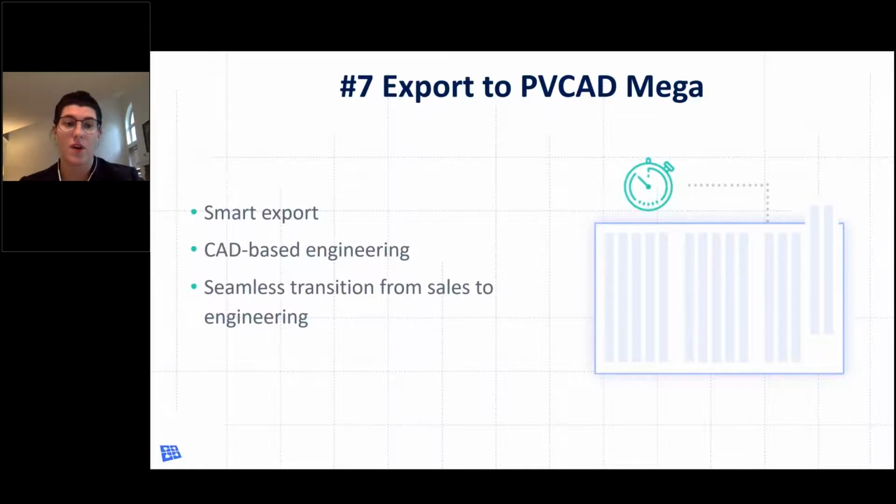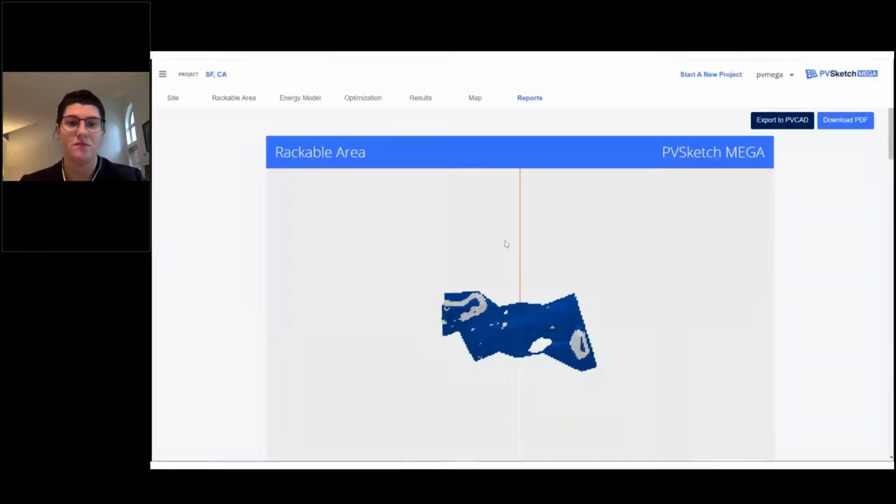So in this export, it's a smart export, so it knows exactly what modules and racking system you're using and your site location. It's CAD-based engineering, which should be very familiar for your teams and drafters that are already working in AutoCAD, and it creates a seamless transition from sales to engineering to reduce rework and time.